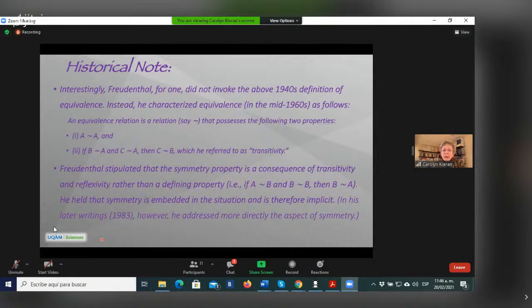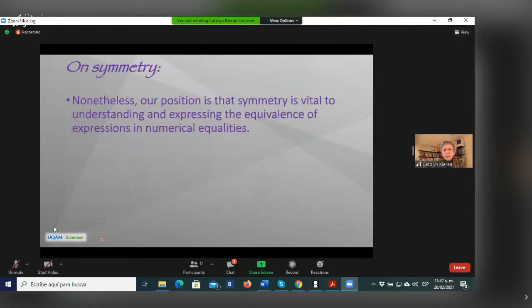Freudenthal, moreover, stipulated that the symmetric property is a consequence of transitivity and reflexivity rather than being a defining property. That is, if A is equivalent to B and B is equivalent to B, then B must also be equivalent to A. He held that symmetry is embedded in the situation and is therefore implicit. In his later writings, however, he addressed more directly the aspect of symmetry.